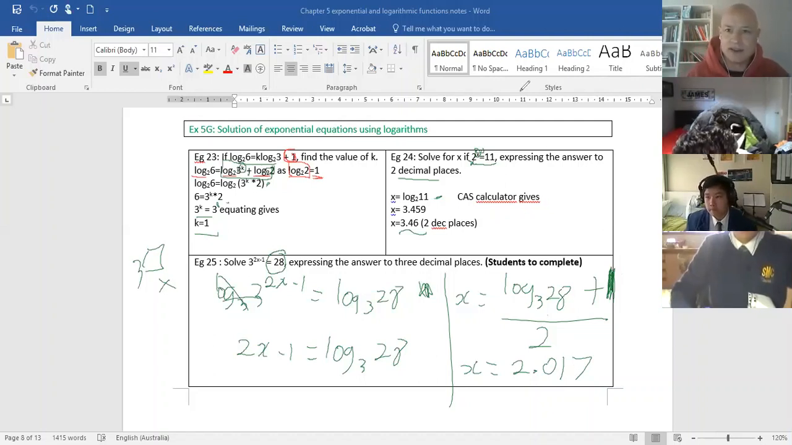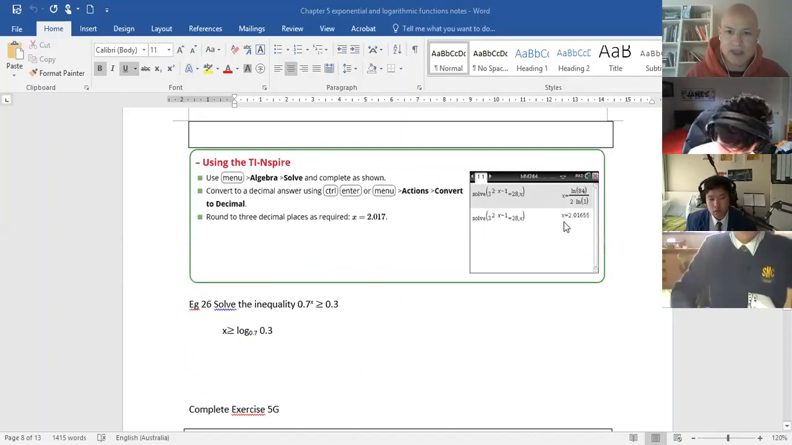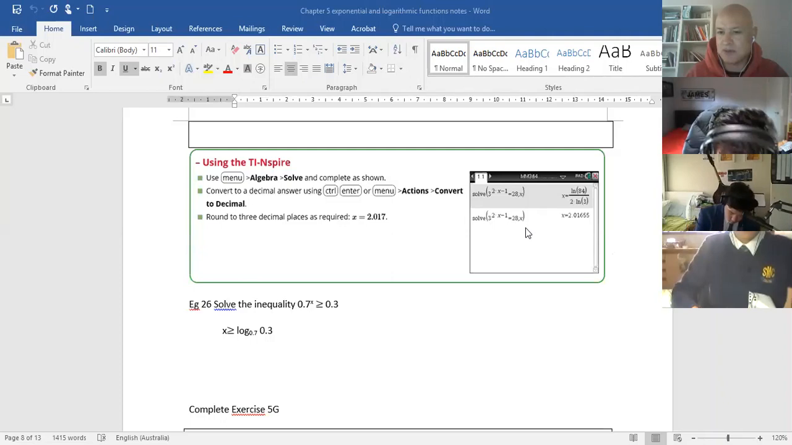Okay, I'll clear this. You can, of course, do it on your calculator. All we're doing is solve, just put it into your calculator, comma x, and of course it gives it to us. If you want to do it as decimal place, just remember, go Control Enter before you press Enter.